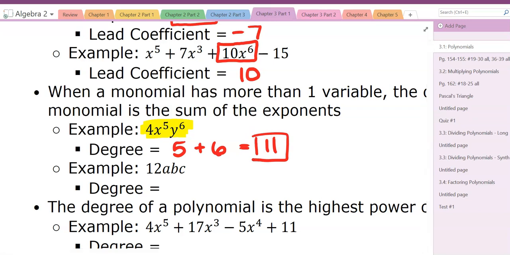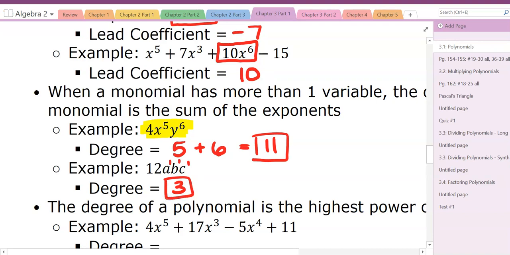For that next one, when you guys have just letters like A, B, and C, what exponent do they technically have? 1. So all of these have like a little tiny 1 right there. Okay? So what would be the sum of those exponents then? 3.